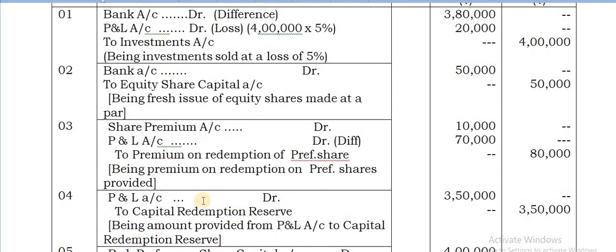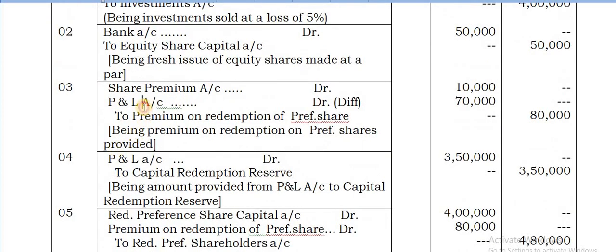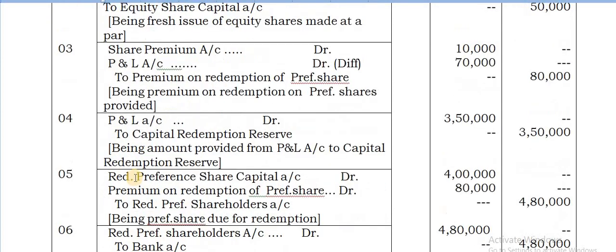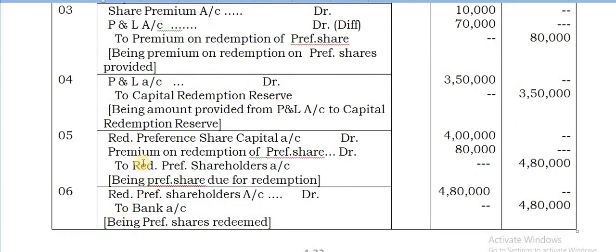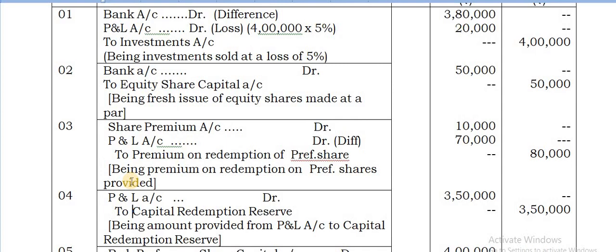Sorry, I said there are 7 entries. You will be getting only 6 entries here. Okay, these two are in the first stage, this is in the second stage, this is for the third stage, and the last 2 entries are in the last stage, that is the fourth stage. So pause it and you can write down.